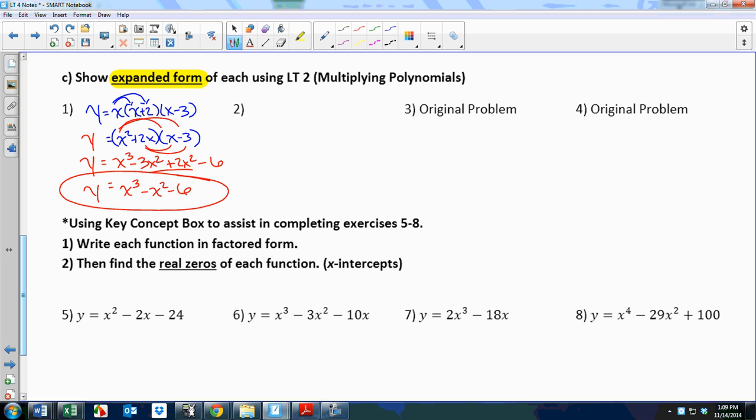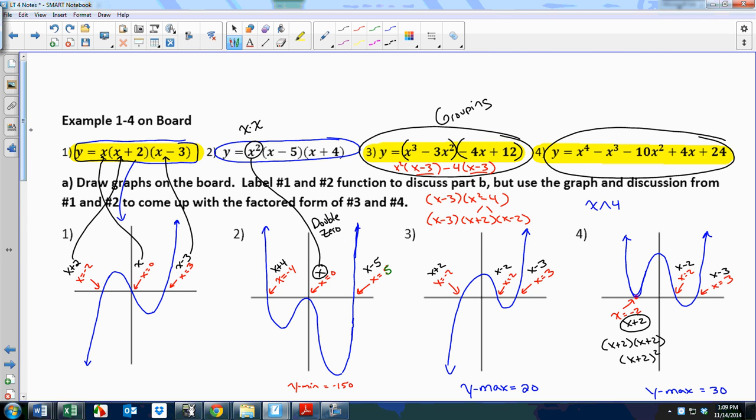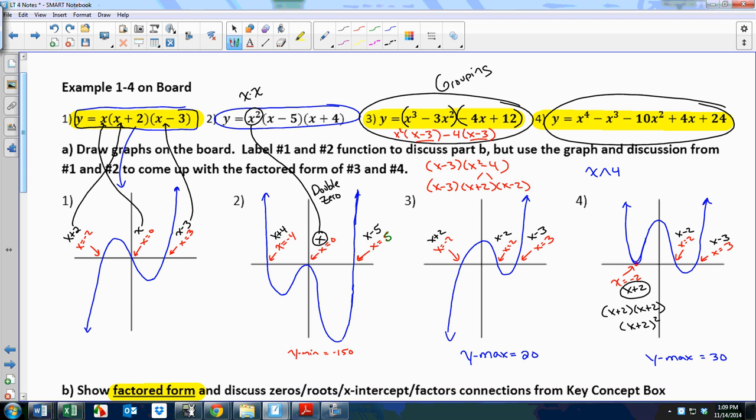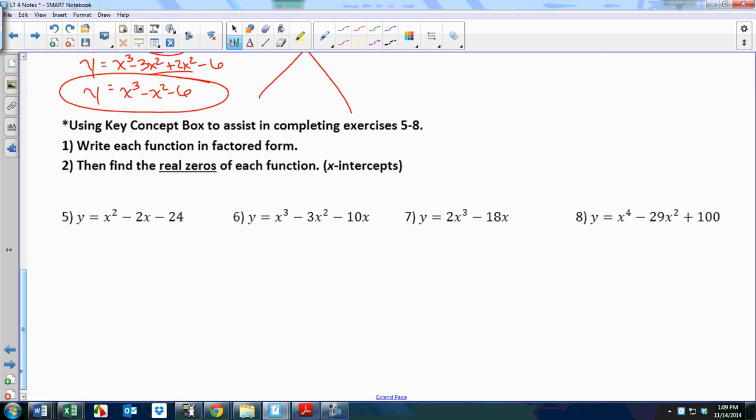Same for number 2. I won't work it. It's learning target 2. To expand it, multiply it out. To factor it back to where it started. The original number 1 and the original number 2 are in factored form. The original 3 and the original 4 are in expanded or standard form. I'm going really slow on the vocabulary because I really think that's part of our issue, so I'm trying to emphasize that. All right, last thing in the notes, try these 4. There are two directions. 1, put it in factored form. 2, identify the zeros.